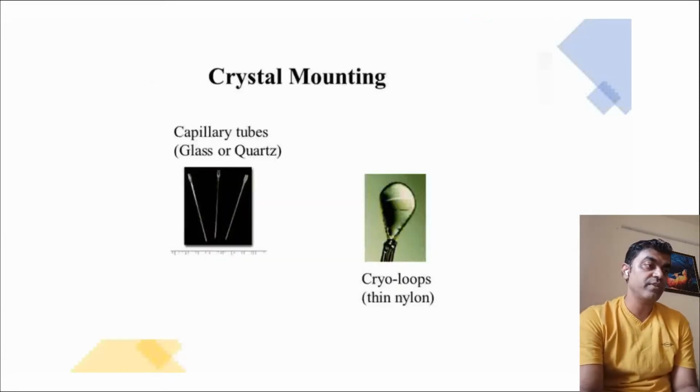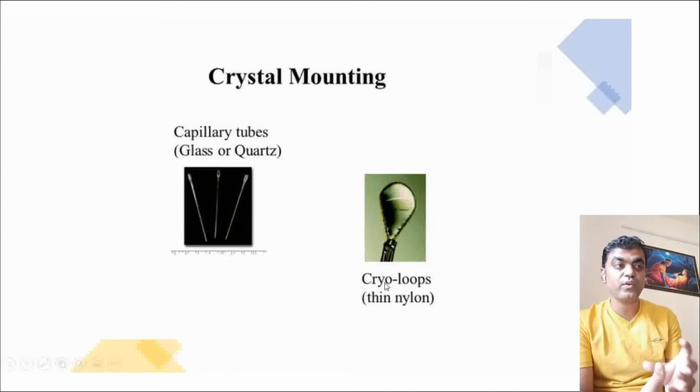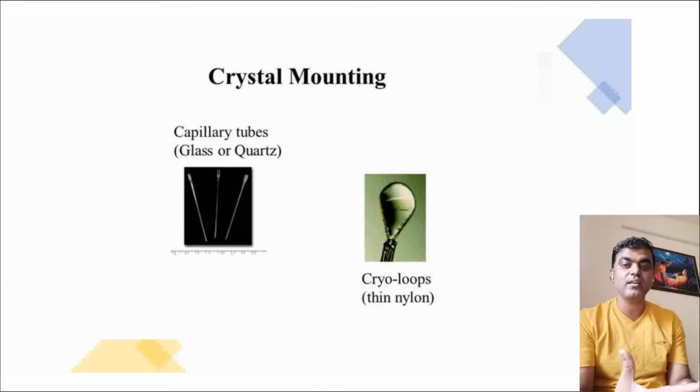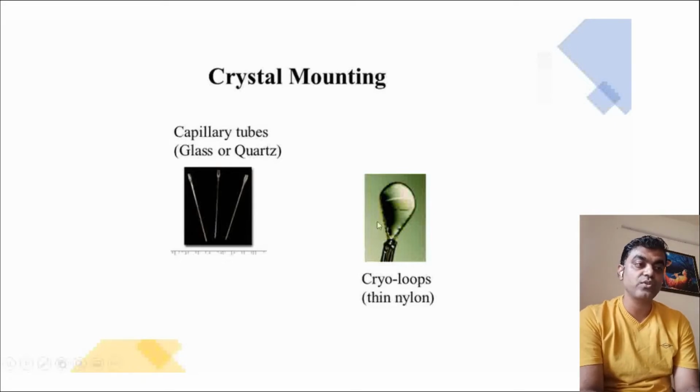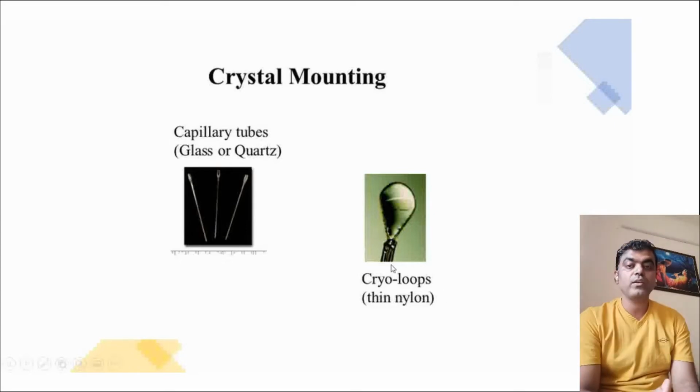Okay, so we have certain tools which we use for crystal mounting, and these are basically the capillary tubes, made of glass or quartz. You can see these tubes are used for crystal mounting, and they are equally important, because if you are not handling or mounting it properly, the crystal may get damaged. So after all that hard-earned work of actually getting the crystals, it should be handled carefully. You also have cryo loops, where maintaining the temperature is also possible, made with thin nylon. You can see the loop-like structure, and they are used for mounting your crystals.